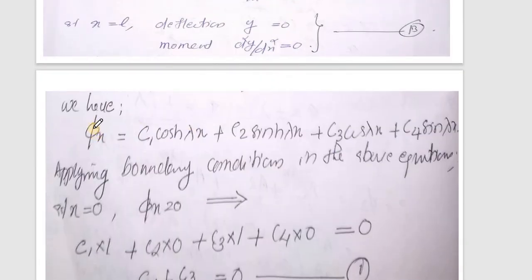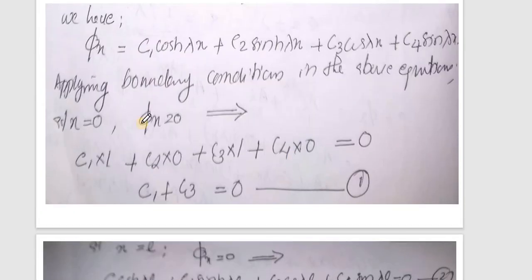Now we know that this is the solution: phi of x is equal to c1 cosh lambda x plus c2 sinh lambda x plus c3 cos lambda x plus c4 sin lambda x. Here the first two are hyperbolic functions, and the other two are normal trigonometric functions.